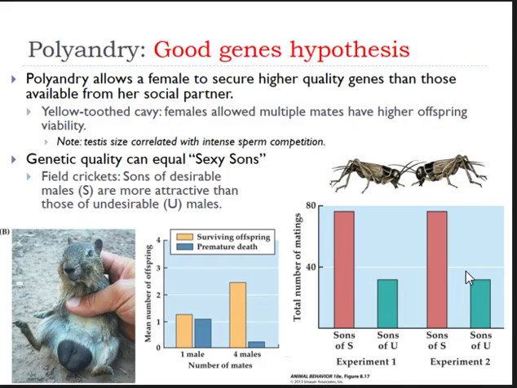An example is this yellow-toothed cavy, this little guy down here, where females that are permitted to have multiple mates end up having higher offspring viability. That's compared to females that are basically just assigned one social partner, and that's the only partner they get to have. On average, if they're allowed to seek out extra pair copulations, they're able to get higher quality offspring.